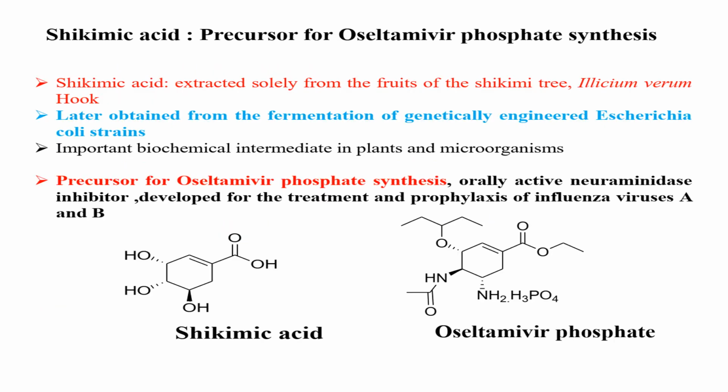Shikimic acid, you know, is the precursor for oseltamivir phosphate synthesis. This shikimic acid can be extracted from the fruits of the Chinese star anise, Illicium verum, and also obtained from the fermentation of genetically engineered Escherichia coli strains, and it is an important biochemical intermediate in plants and microorganisms. Oseltamivir phosphate is an orally active neuraminidase inhibitor developed for the treatment and prophylaxis of influenza virus A and B. So this oseltamivir phosphate can be obtained from shikimic acid as a precursor.